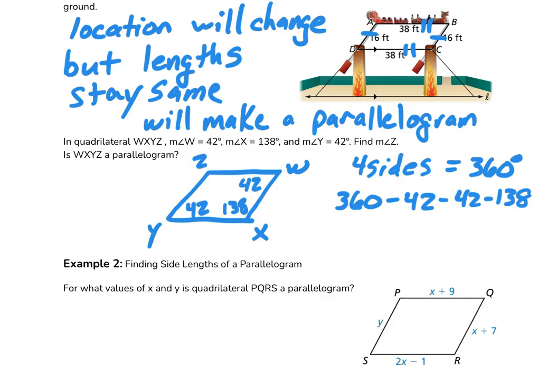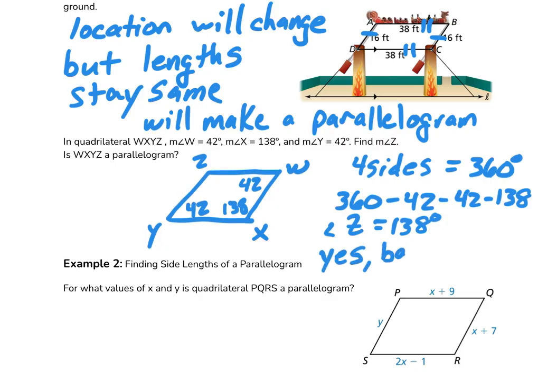Is angle Z 138? Anybody do the math? It works, yeah. Angle Z is 138 degrees. And I'm going to tell you this because, big idea today, we have to kind of prove what we're doing here. So now we're going to say, why do we know that this is a parallelogram? We're going to say, yes, it is a parallelogram.